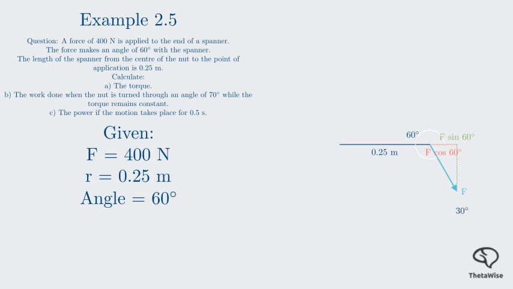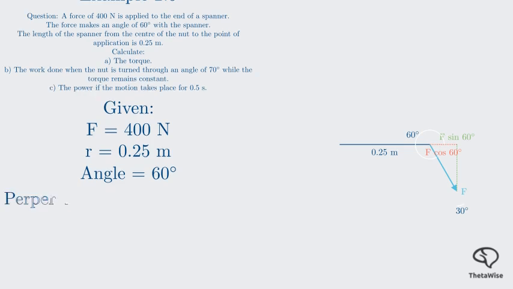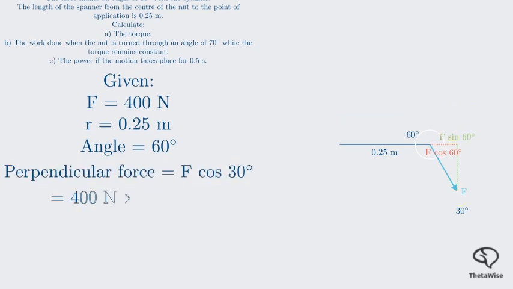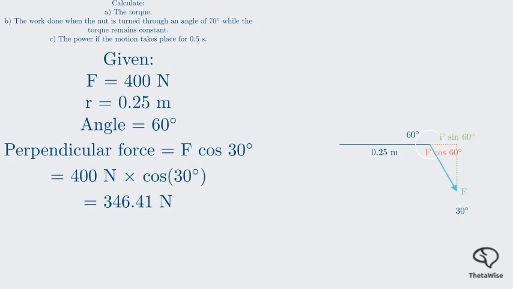The angle between the horizontal spanner and the vertical force component is 30 degrees. This is the complement of the 60-degree angle, since they add up to 90 degrees. The side adjacent to the 30-degree angle is the vertical component. Using trigonometry, this side is F times the cosine of 30 degrees. So the perpendicular force is 400 times cos 30, which is approximately 346.41 newtons.